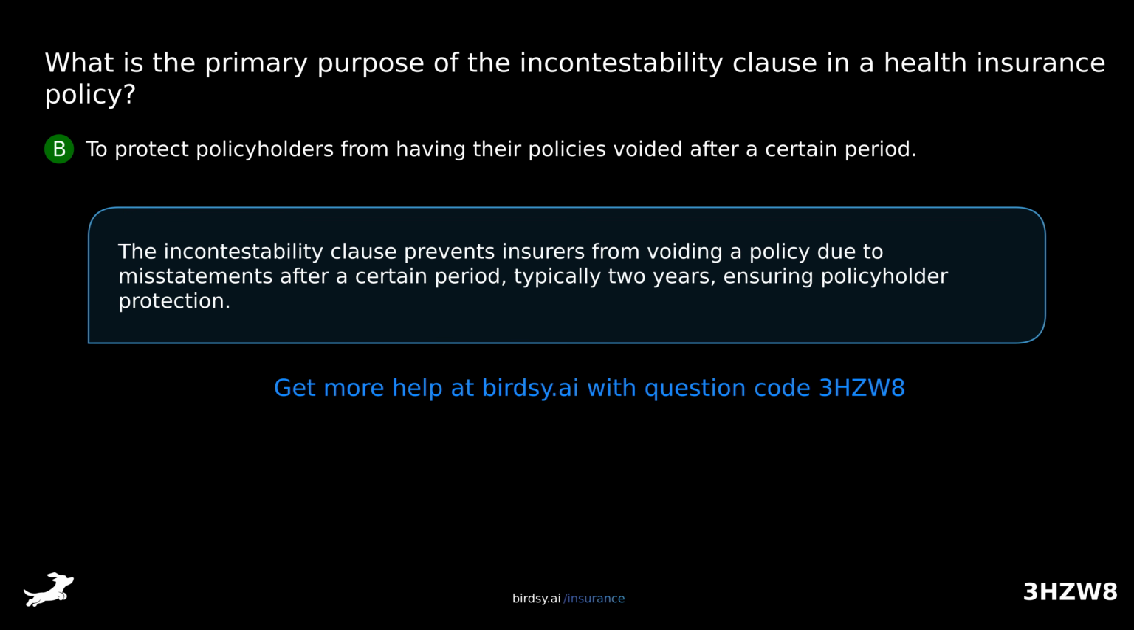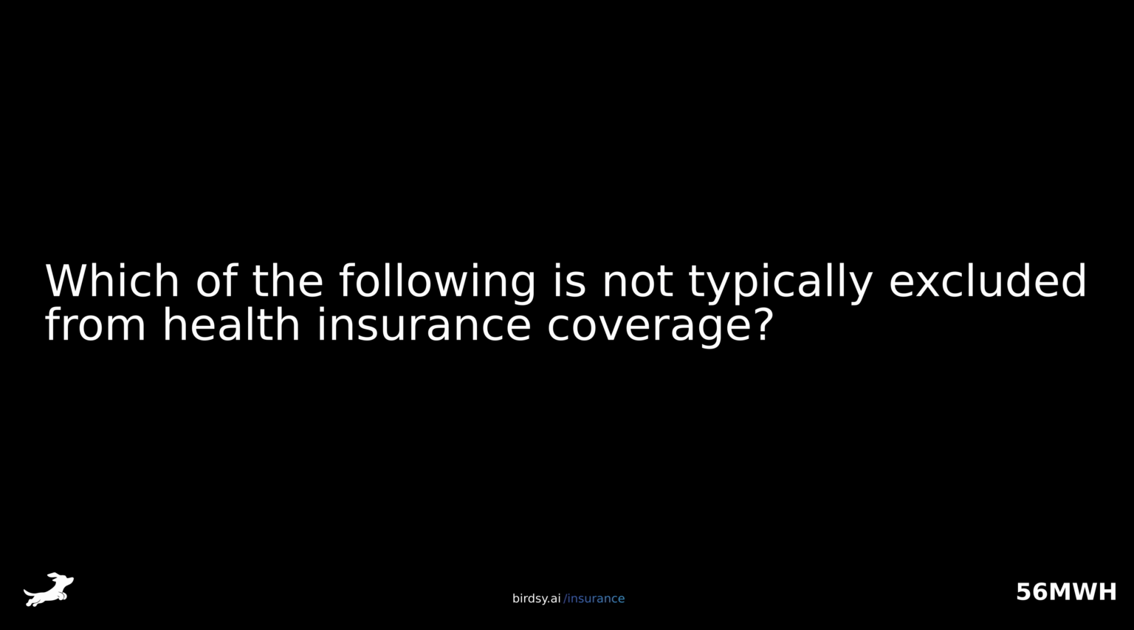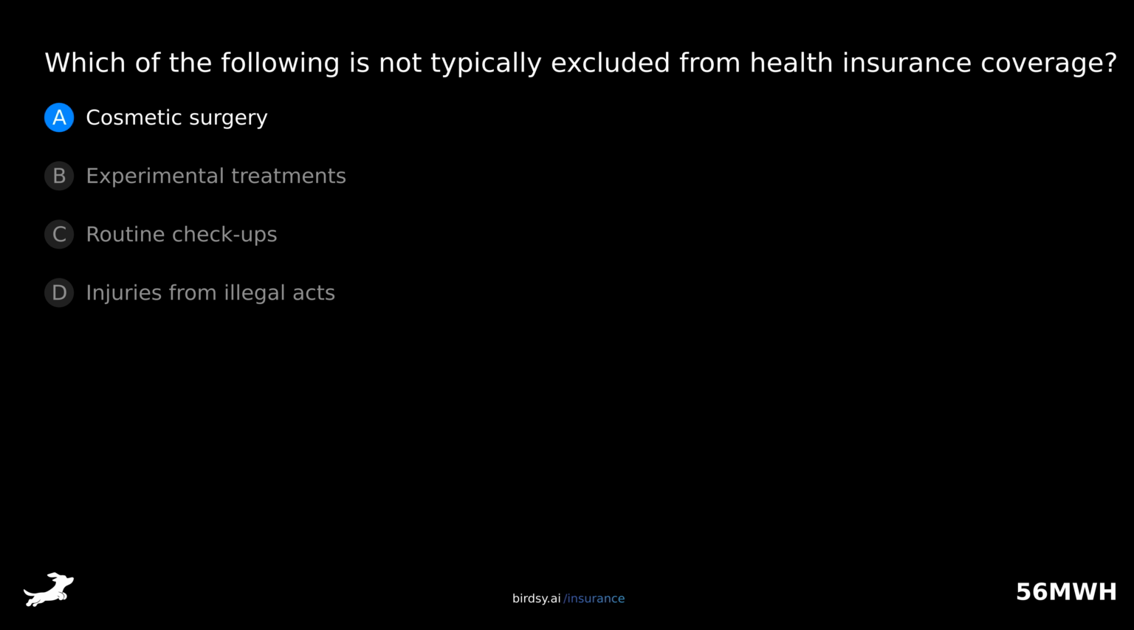The incontestability clause prevents insurers from voiding a policy due to misstatements after a certain period, typically 2 years, ensuring policyholder protection. Which of the following is not typically excluded from health insurance coverage? Is it A, cosmetic surgery, B, experimental treatments, C, routine checkups, or D, injuries from illegal acts? The answer is C, routine checkups.